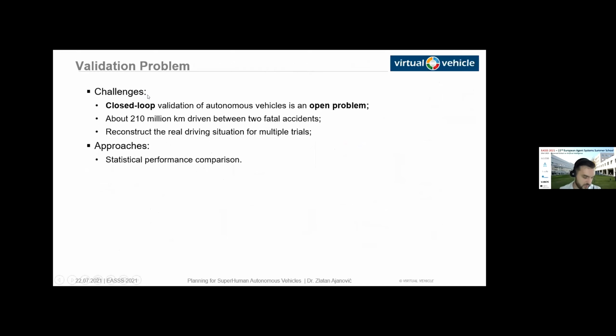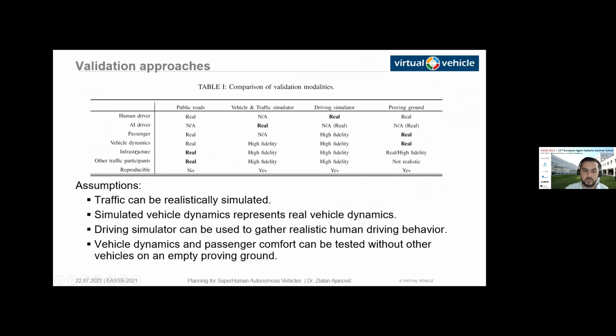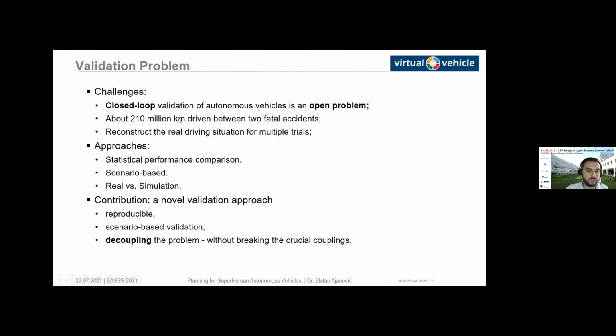I will not go too much into the validation problem, but just to mention there are different possibilities to validate. Actually, I will have to go a bit more into details on this. This is an automated driving problem, as we said, not eco driving, where we can have driving on multiple lanes with traffic lights and so on. And the problem is how to actually validate this and show that we have a superhuman automated driving performance.